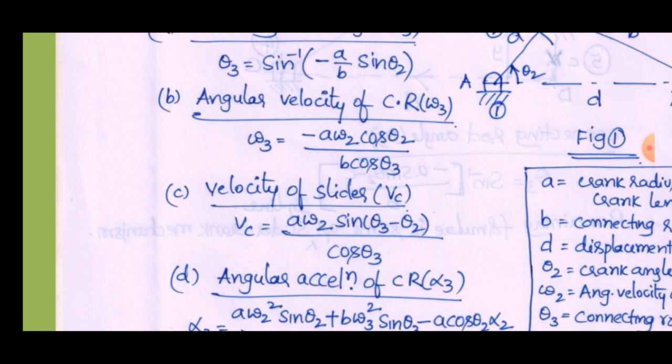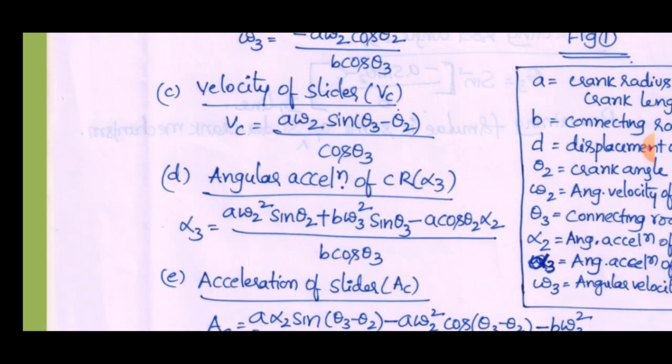Next, after finding the connecting rod angle and angular velocity of the connecting rod, calculate the velocity of the slider, that is V suffix C, which is the notation I have used. It is not that you have to use the same thing. Just write it: velocity of slider, Vc, is equal to a omega 2 into sine of theta 3 minus theta 2 by cos theta 3. Except the velocity of the slider, everything on the right hand side of this equation is known. Therefore you can use this formula to find the velocity of the slider.